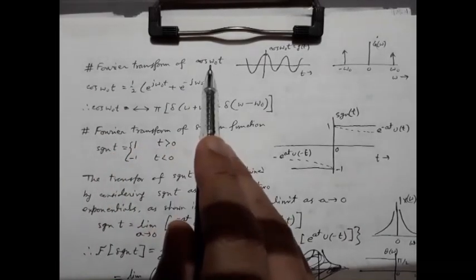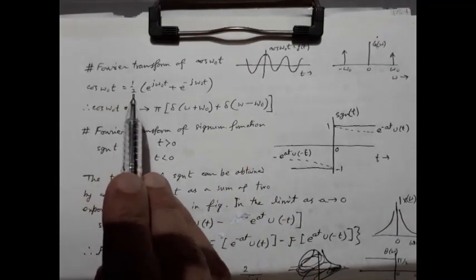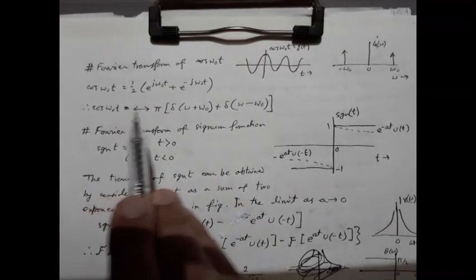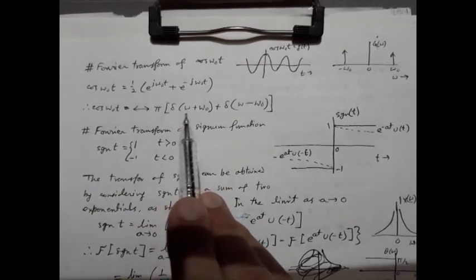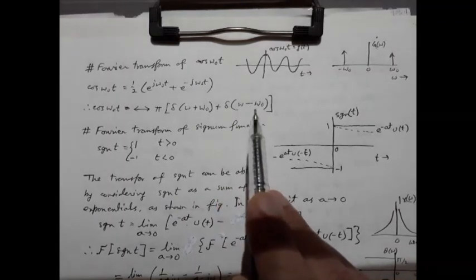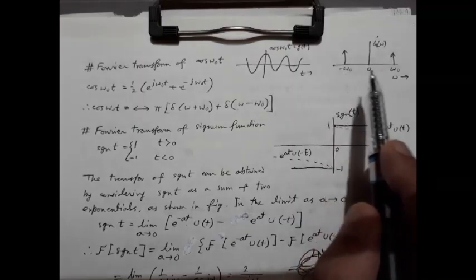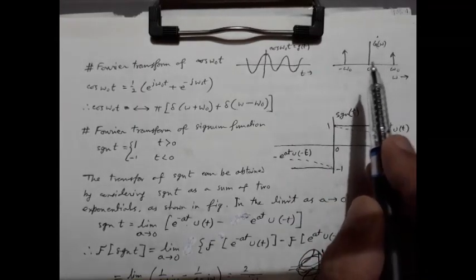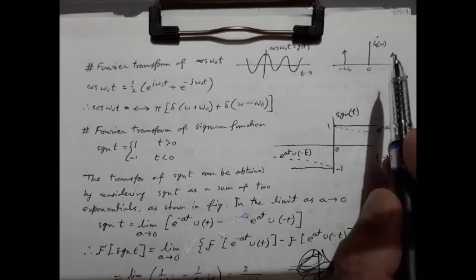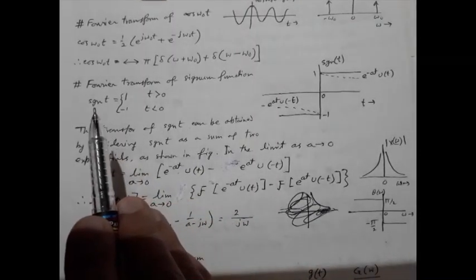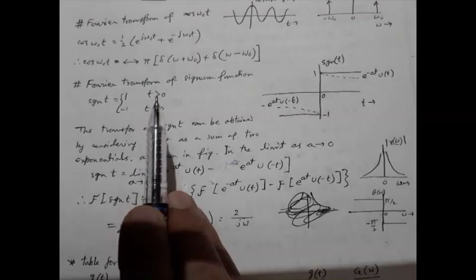The Fourier transform of cos omega 0 t is determined as half of e to the power j omega 0 t plus e to the power minus j omega 0 t. For cos omega 0 t, the Fourier transform is pi times delta(omega plus omega 0) plus delta(omega minus omega 0). So this is the cosine function and its spectrum: we have two spikes at frequency omega 0 and at frequency minus omega 0. This is the Fourier transform of the signum function. Signum(t) equals 1 for t greater than 0, minus 1 for t less than 0.